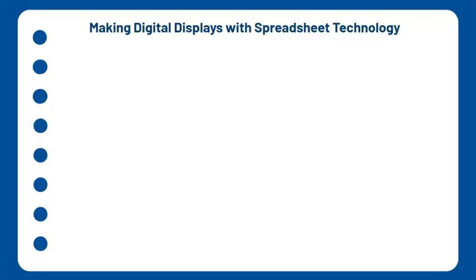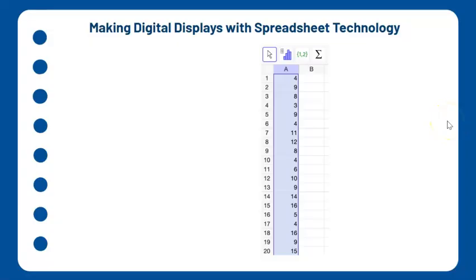In this video, we'll focus on how to create data displays using spreadsheet technology. For this example, we're going to show you how to use the GeoGebra spreadsheet app to make digital displays. First, we enter our data into column A. The data shown was collected as a response to the question, on average, how many books did each student check out from the library this year?